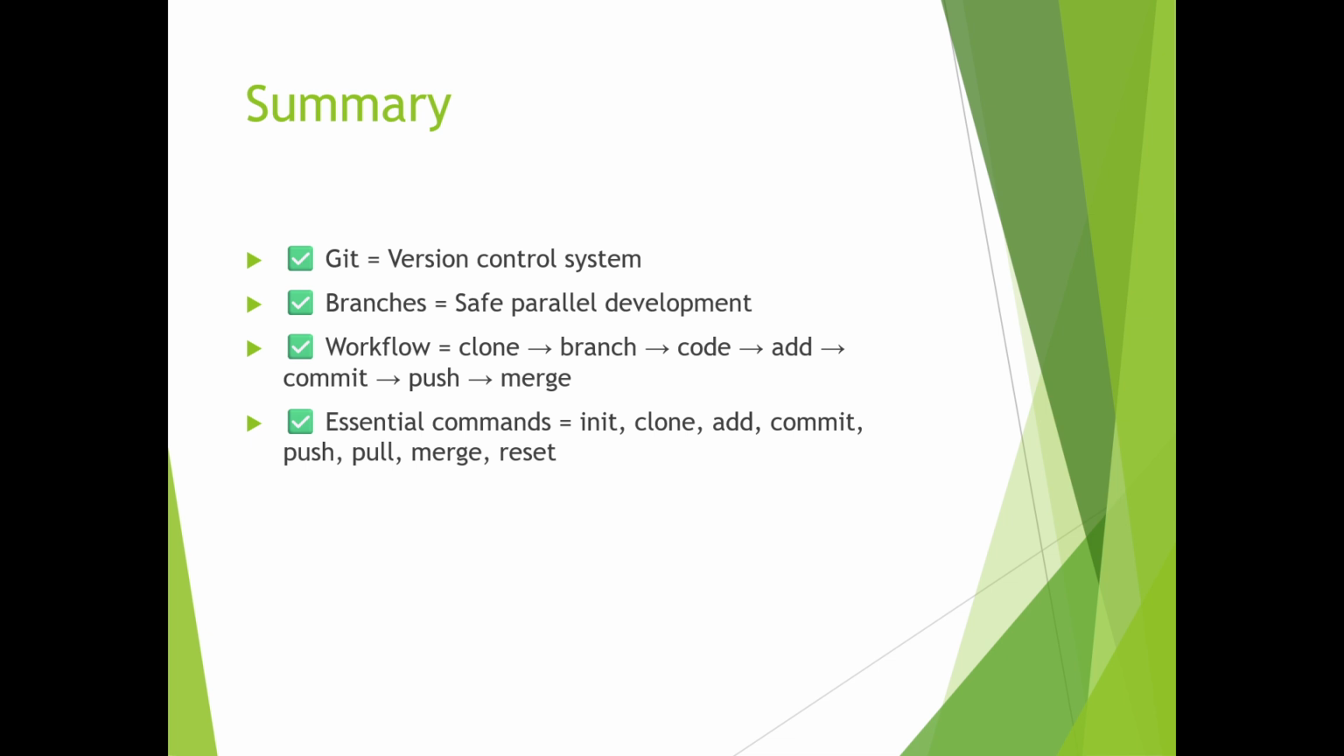Summary. So basically git is mainly used for the version control system, and the branches help for safe parallel development, and the workflow basically happens like this. Clone, first we need to clone the code from git, and branch and code, add, commit, push and merge. Essential commands mostly we'll use are init, clone, add, commit, push, pull, merge and reset. Mainly as of now I discussed these commands.